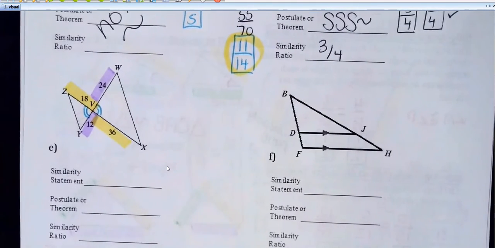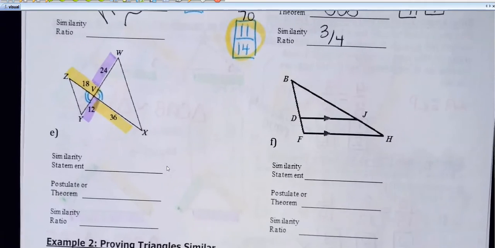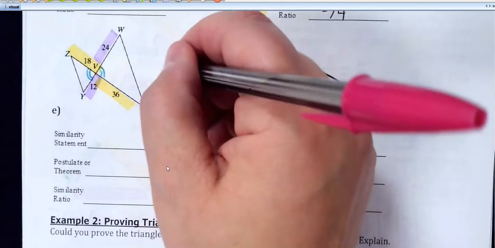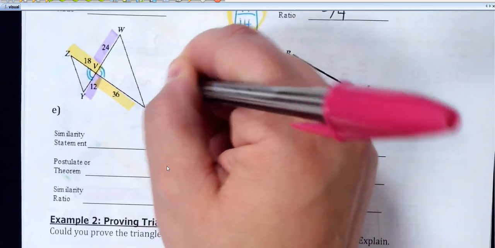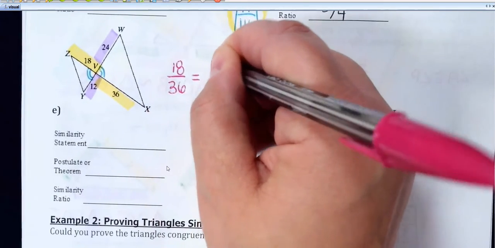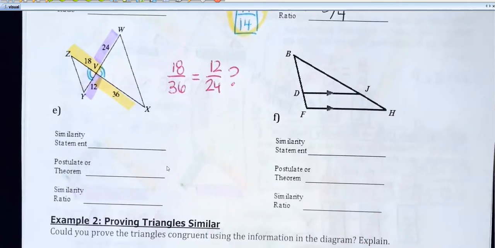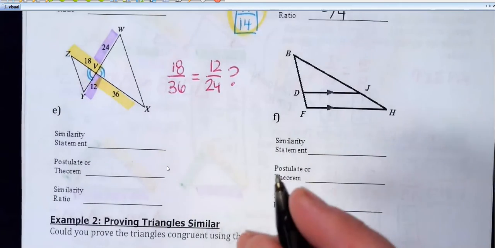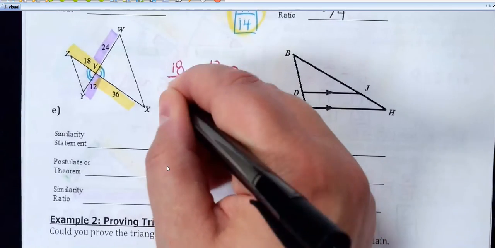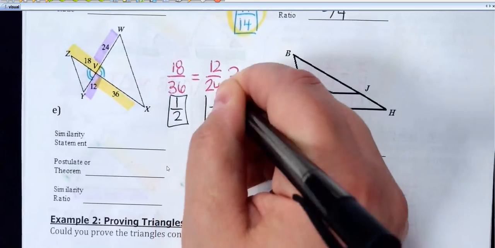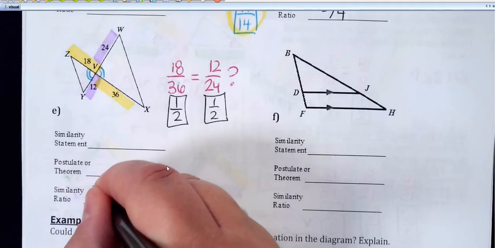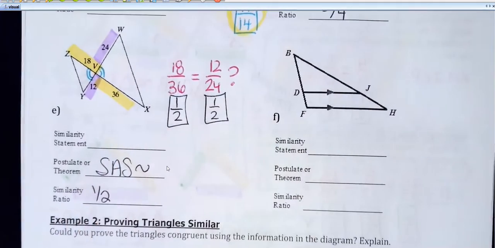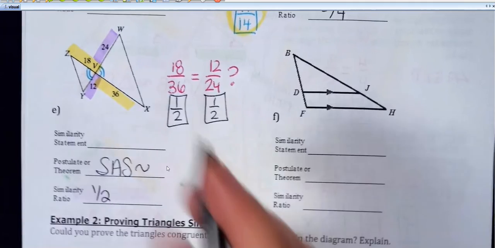So if these reduce to the same fraction, if we can show that those sides are in proportion to each other, then this one would be side angle side. So we're just going to check real quick. I've got 18 over 36 and 12 over 24. Do those both reduce to the same thing? What does it reduce to? Half. Good deal. So these are both a half. As long as it reduces to the same thing, that's your similarity ratio right there. And we said this was side angle side. And this is twisted, so be careful when you write the similarity statement here.